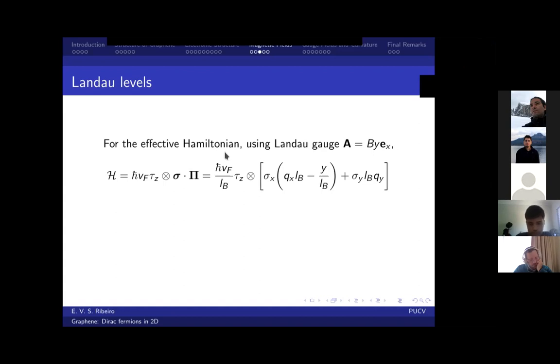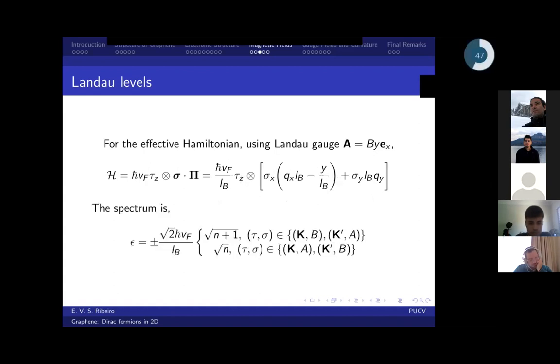So for simplicity, I will use the Landau gauge here. Using the Landau gauge, basically our Hamiltonian will have this form, and I can obtain the spectrum by using some tricks. It's basically to introduce convenient momentum operators, and from them introduce annihilation and creation operators. But by doing that, we can see that the spectrum of this Hamiltonian will be very different from the case where we had no magnetic field at all.